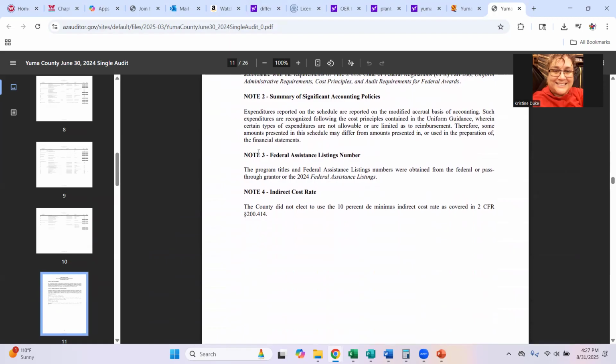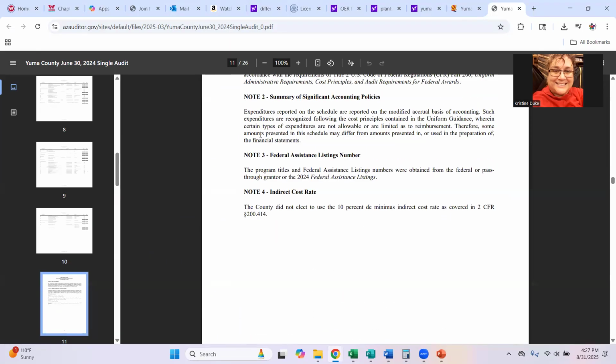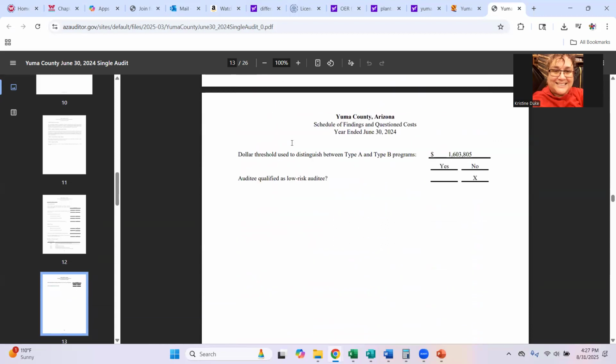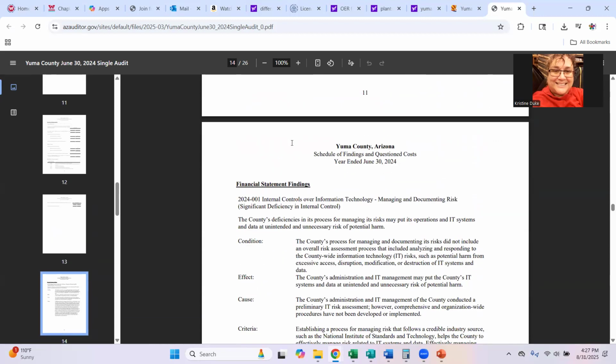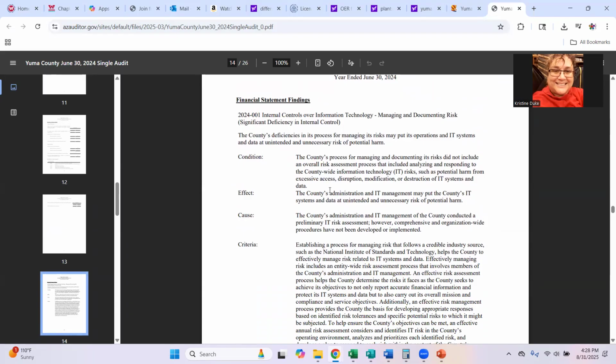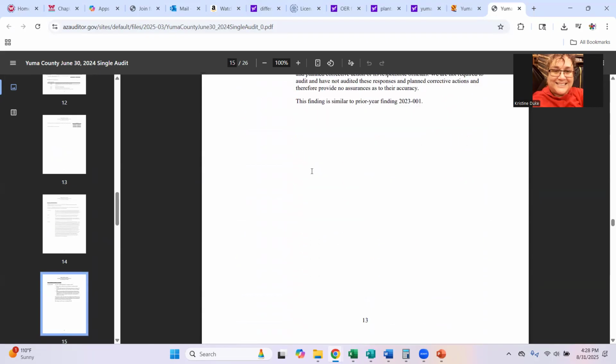Okay. I want to see if they have any findings. IT. So here's their first finding. This is audit. IT, this one is a hard one. It's a hard one to win.